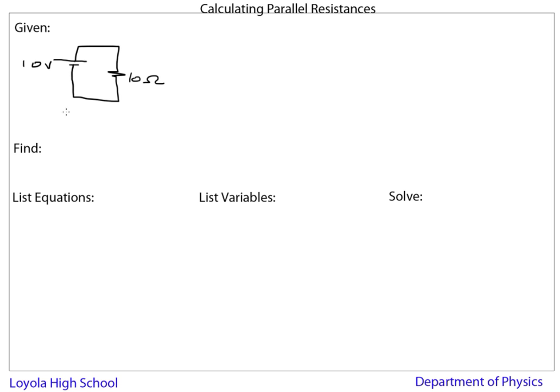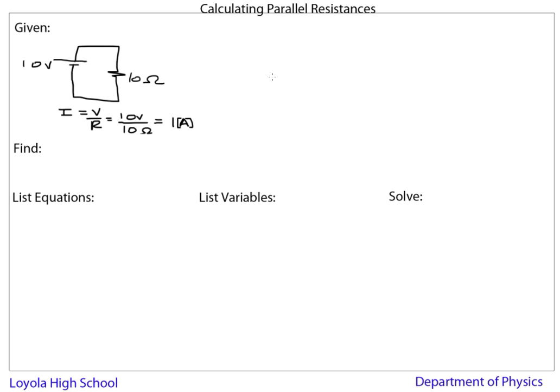So from our previous video, we know that the current in the circuit, I, is equal to V over R. So it would be 10 volts divided by 10 ohms. So that's 1 amp of current. So we're going to ask that battery to be able to give us 1 amp of current.